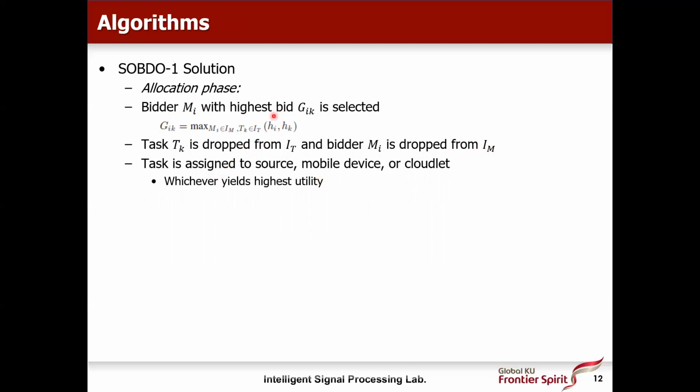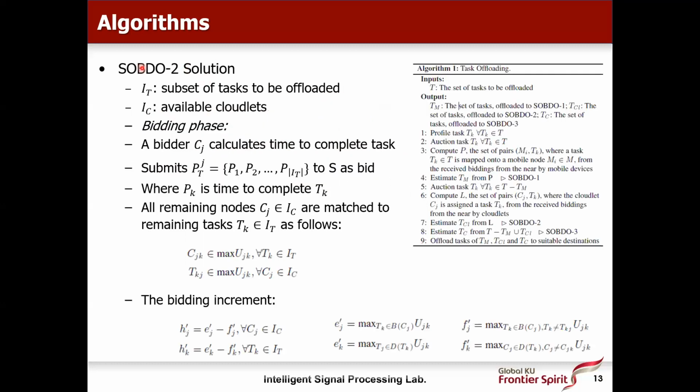And if there's no suitable device here in tier 1, then it moves to tier 2, which is SUBDO 2. And that SUBDO 2, it basically does the same thing. So IT, remaining number of tasks, IC, remaining number of available cloudlets. And then it's the same process. The bidder submits its bids, which is the time to completion for each task. And then it gets matched based on whichever gives the highest utility. Cloudlet that gives the highest utility is CJK. Task that gives the highest utility for each device is TKJ.